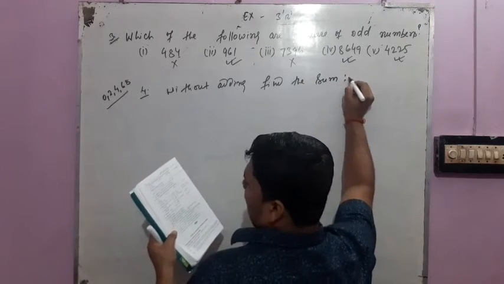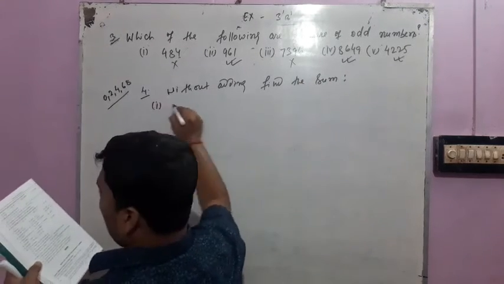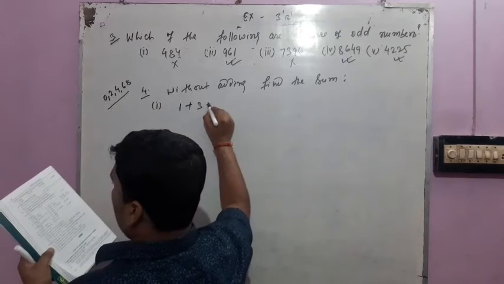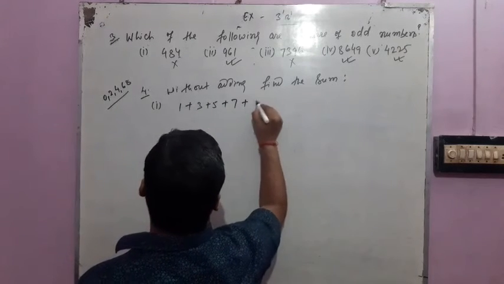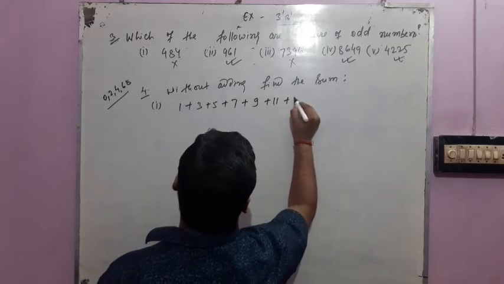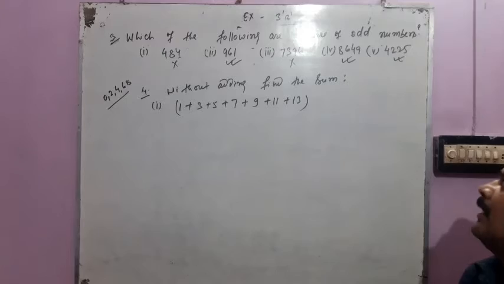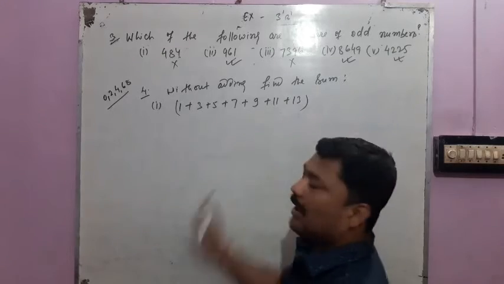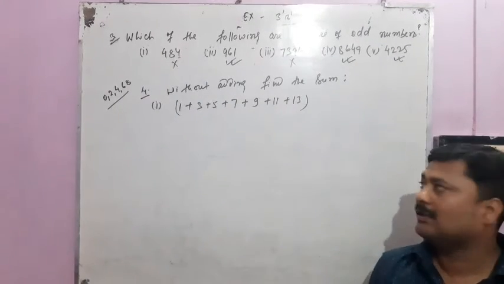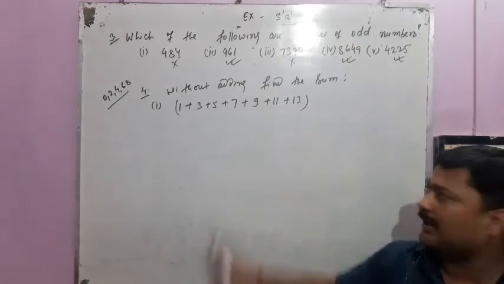Find the sum. The question is: 1 plus 3 plus 5 plus 7 plus 9 plus 11 plus 13. These are consecutive odd numbers, and we have to find the sum without adding them. These are consecutive odd numbers.